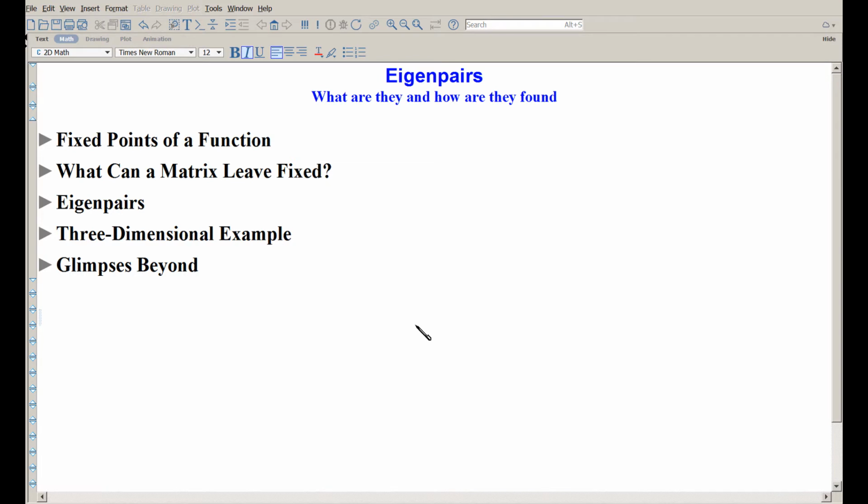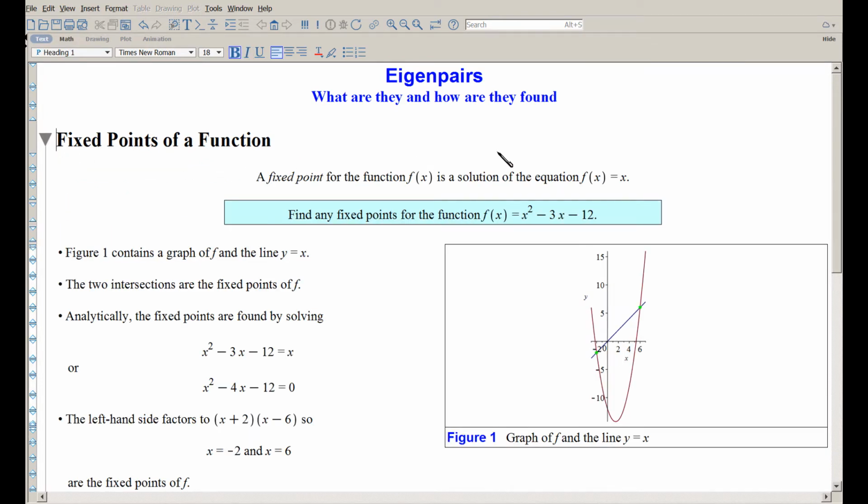To begin, we want to attach the discussion to something that is a little bit more concrete and perhaps already known. We want to consider fixed points of a function. So a fixed point for a function f of x would be the solution of the equation f of x equals x. And here's an example.